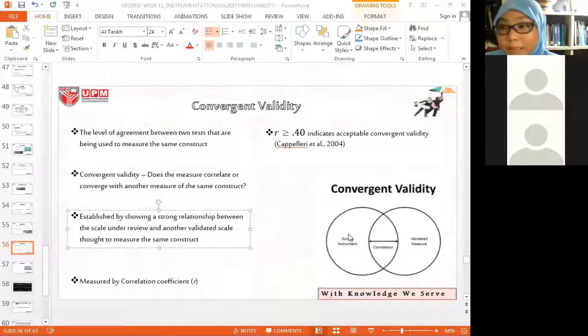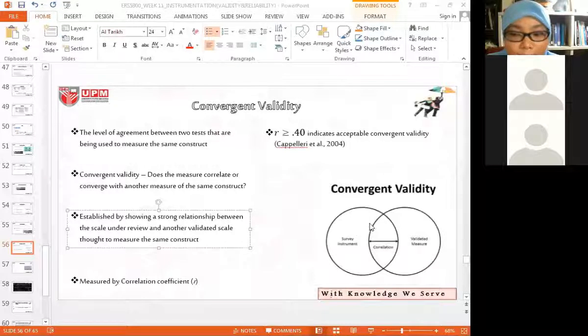This is more or less the same as concurrent validity earlier. The difference now is that it measures how much is the same. Earlier it just correlated, but this one correlates and looks at how much is the same. It is also measured by a correlation coefficient, in which a correlation coefficient larger than or equal to 0.4 indicates acceptable convergent validity. It means that one of them is a very established or validated instrument.